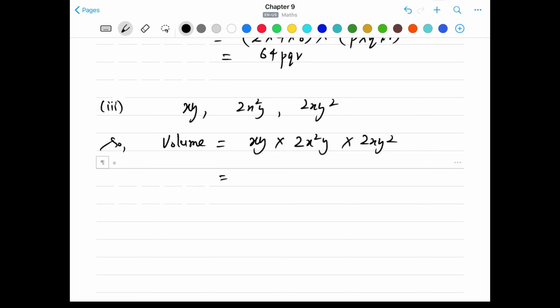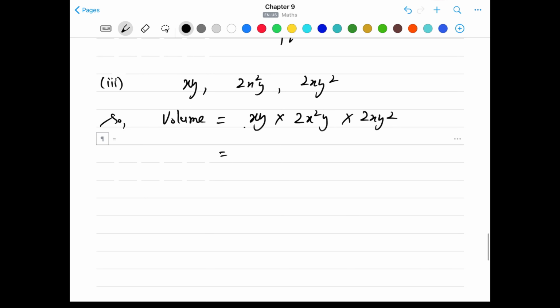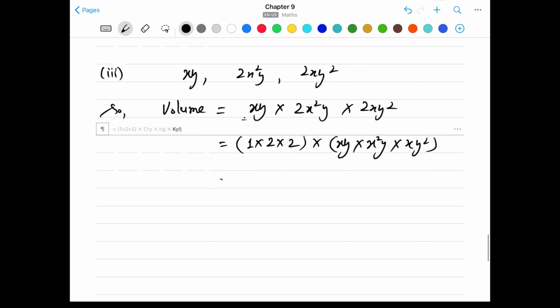So this will be, as there is no number, we'll assume here 1 multiplied by 2 into 2, multiplying all the numbers 1, 2 and 2, then multiply all the variables, that is xy multiplied by x square y multiplied by xy square. When you multiply them out, 1 into 2 is 2, 2 into 2 is 4. Now we have 1x here, 2x here and 1x here. So 1 plus 2 plus 1 will become x power 4.